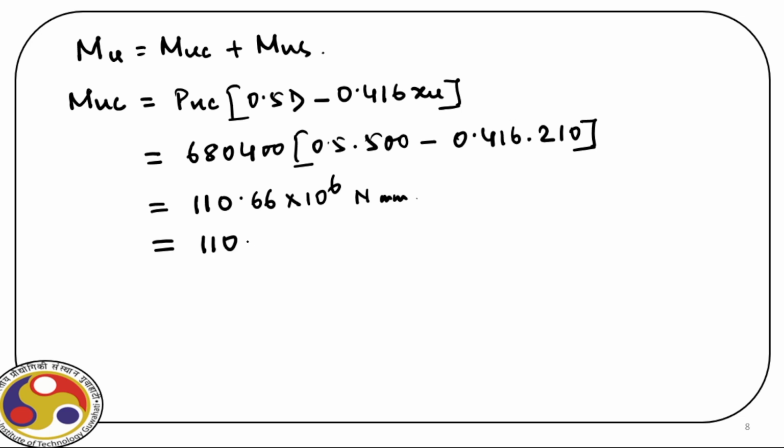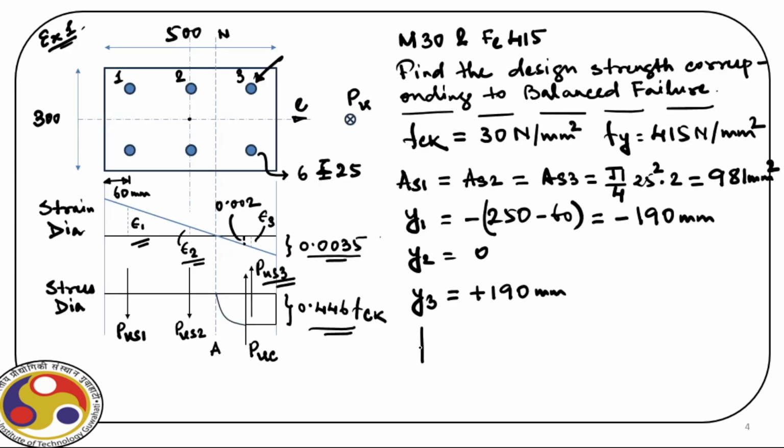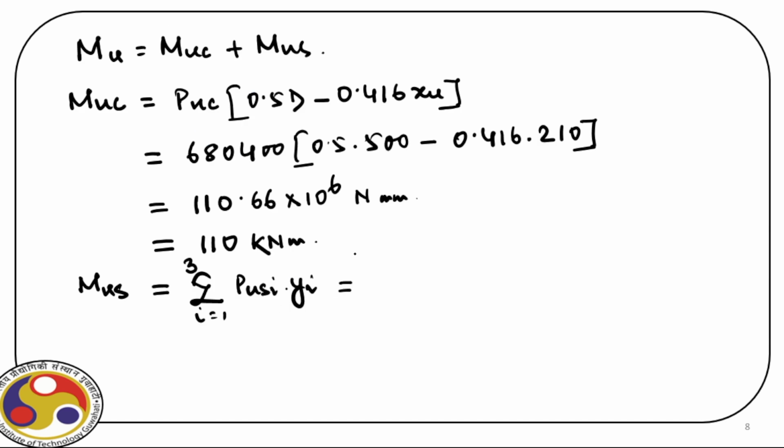So effectively we have 110 kilonewton. Now let us also find out the contribution from steel, and for that we have 3 layers. So i equal to 1 to 3, and then Pus_i times y_i. Recall y_i we have already identified here, so we know the locations of each layer of steel, and now we can identify the contribution of steel in the moment capacity, right?